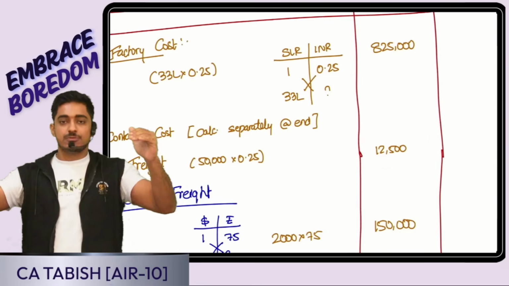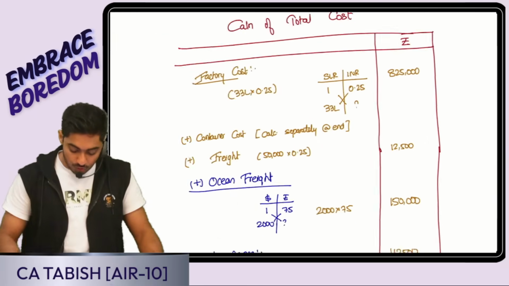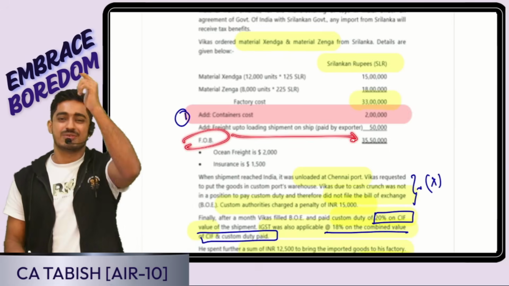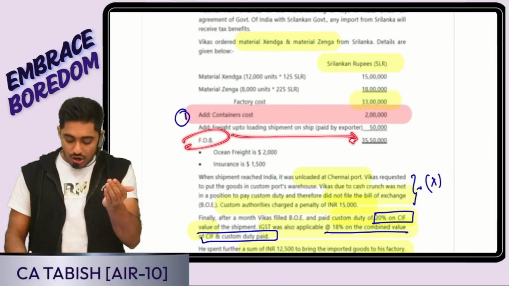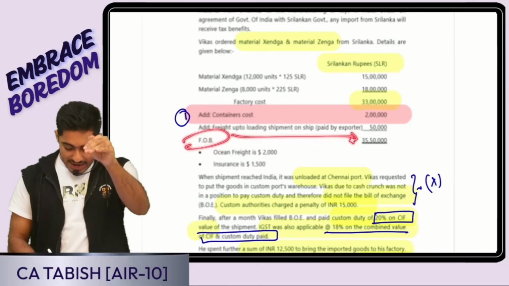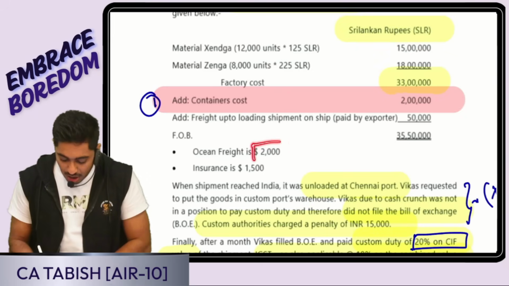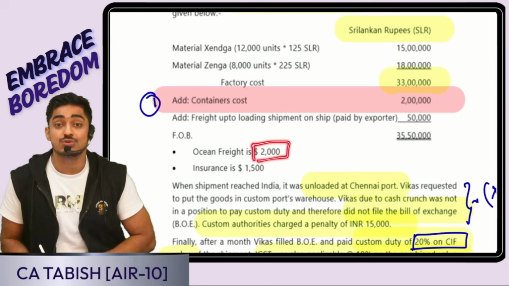Okay. Technically, if I add this, I will arrive at my FOB value, free on board value. Sir, what is FOB, free on board? Currently not required. At final level, you will anyways be learning. On FOB, I should add ocean freight and insurance. Now tell me, ocean freight is $2,000. What is it, students?